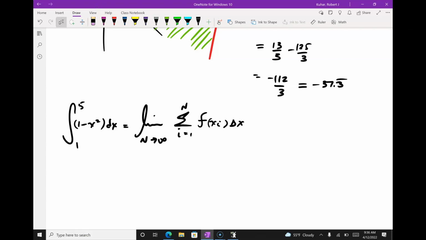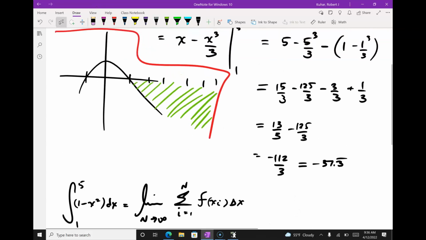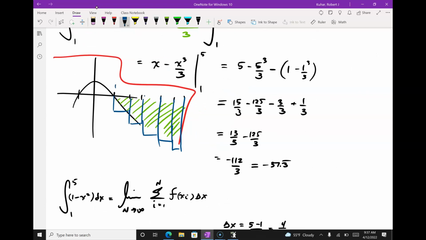Now, we have to figure out our delta x. That is 5 minus 1 over n, or 4 over n. And look, if I did choose 4 again, how wide would each rectangle be? Do you see it? How wide is each rectangle here? 4 over n. So if I pick n as 4 rectangles, 4 over 4, each base is 1.